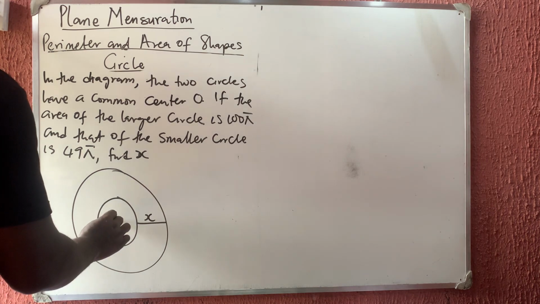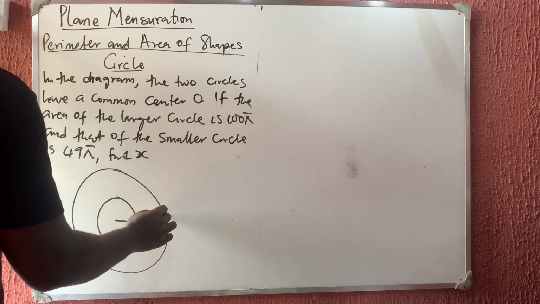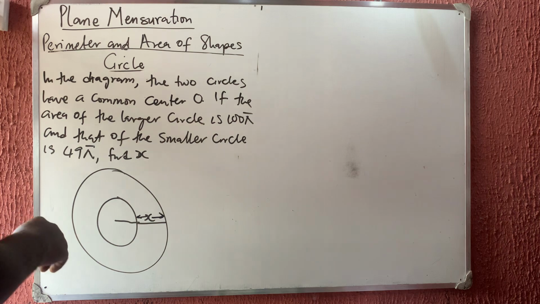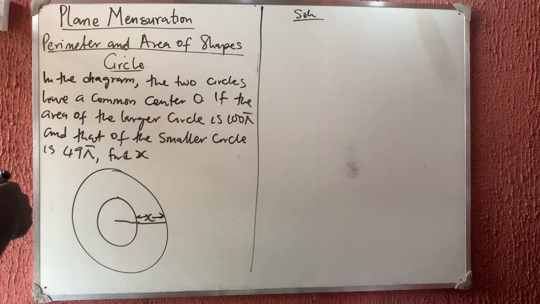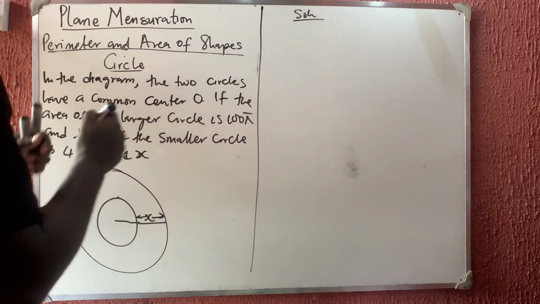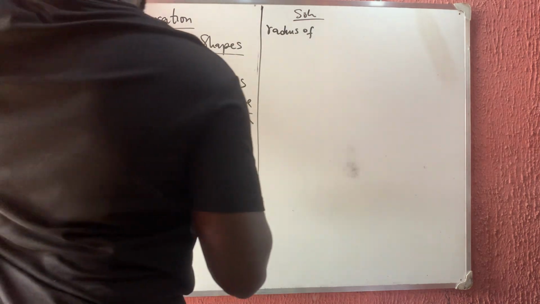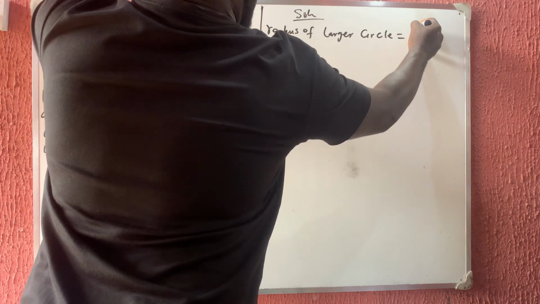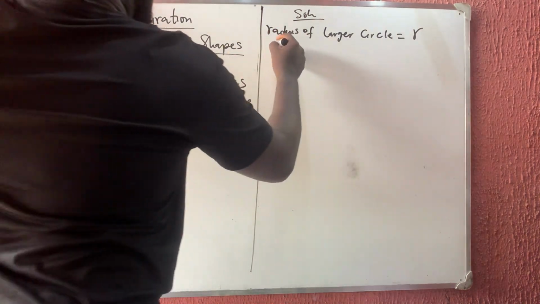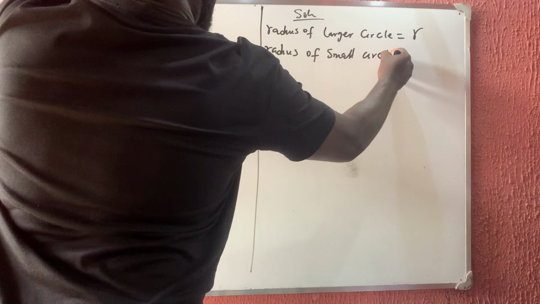Okay, and this is the center of this circle. So they say that from here to here is x. Okay, this is very simple. Solution. Now, the radius of the larger circle is obviously, let's call it r. So the radius of the small circle should be what?